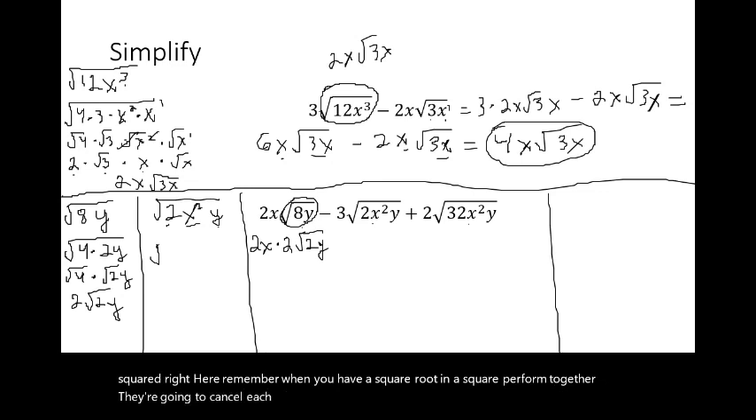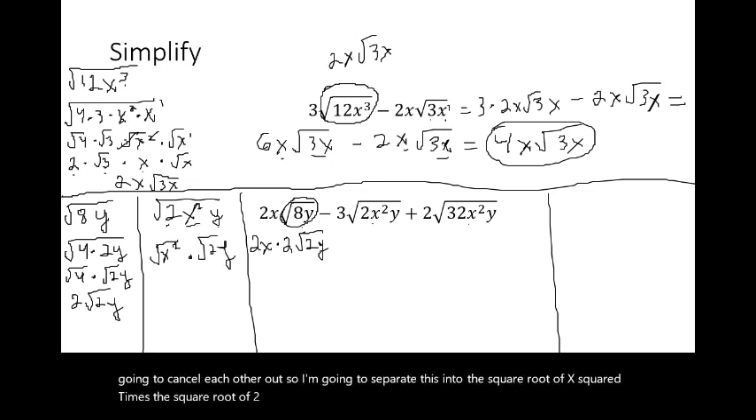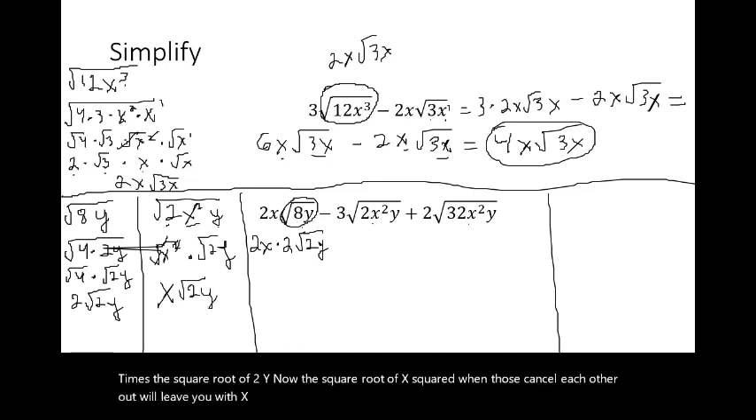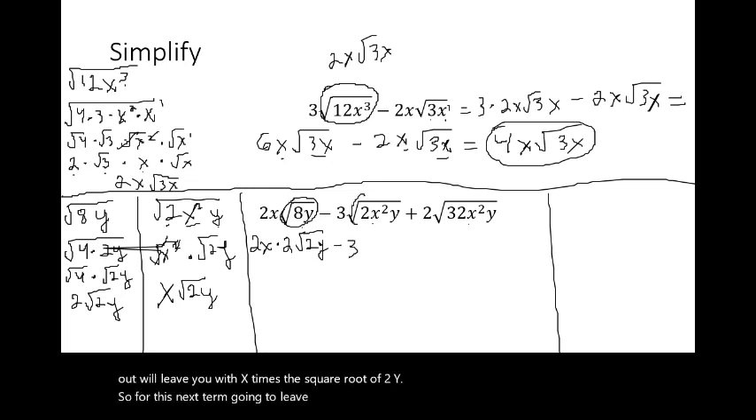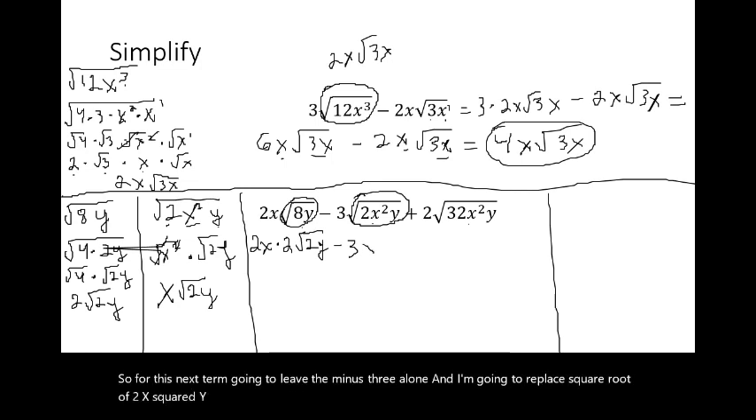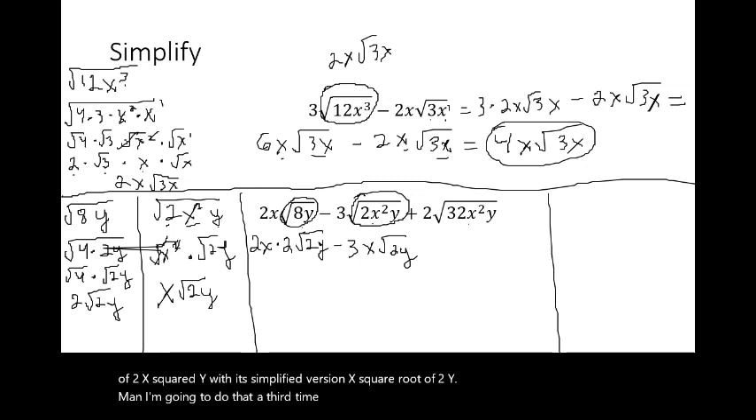So I'm going to separate this into the square root of x squared times the square root of 2y. Now the square root of x squared, when those cancel each other out, will leave you with x times the square root of 2y. So for this next term, I'm going to leave the minus 3 alone, and I'm going to replace square root of 2x squared y with its simplified version, x square root of 2y. Then I'm going to do that a third time to simplify the square root of 32x squared y.